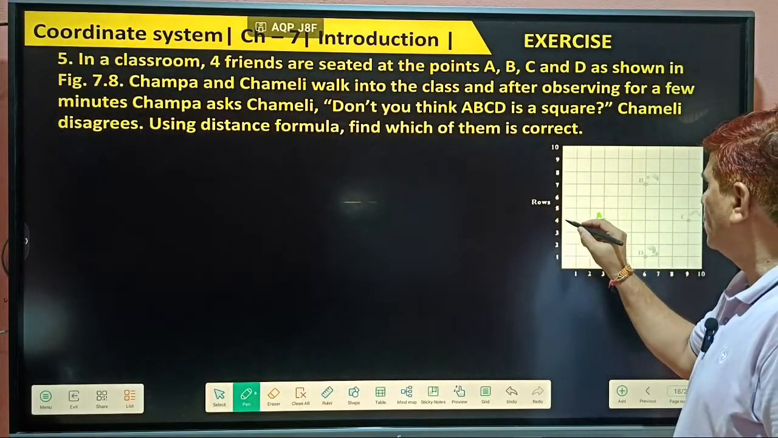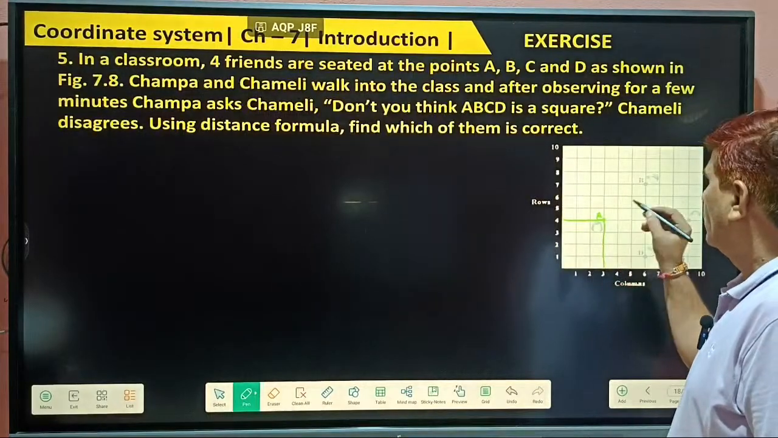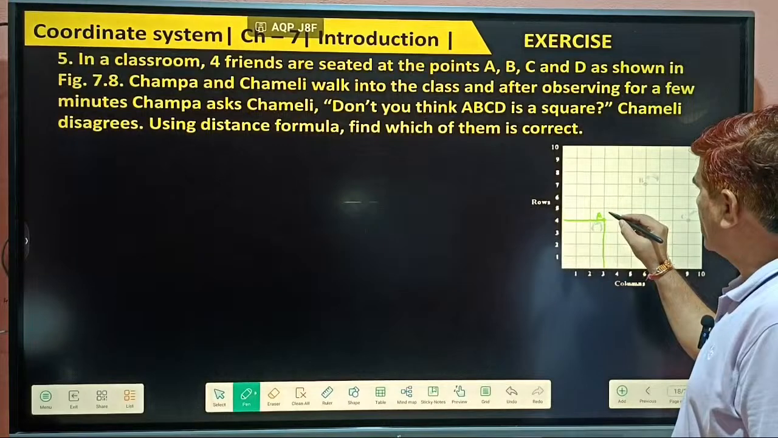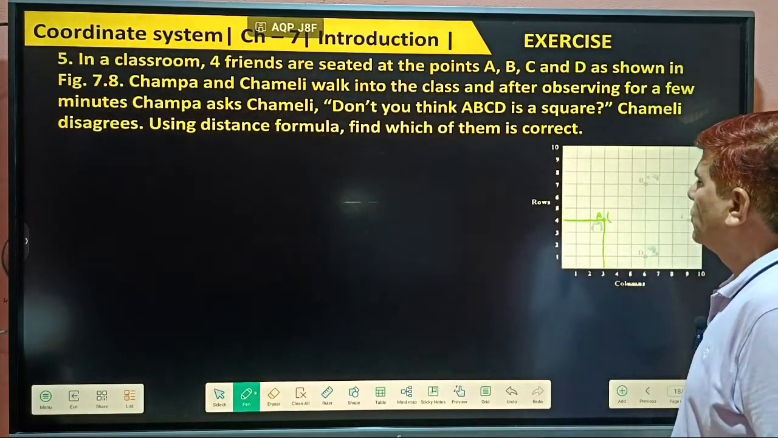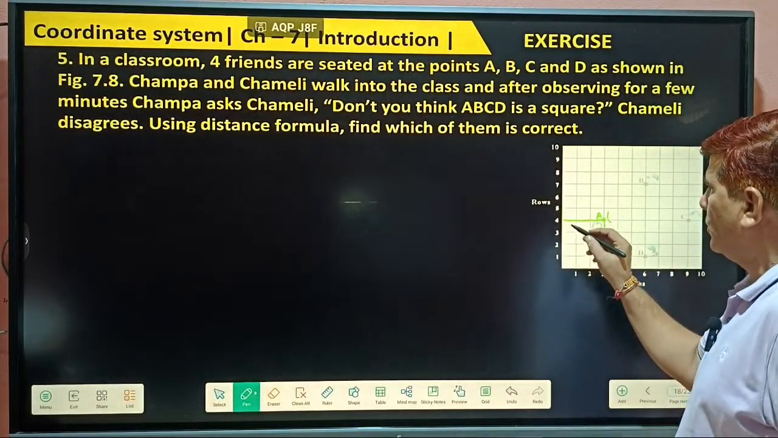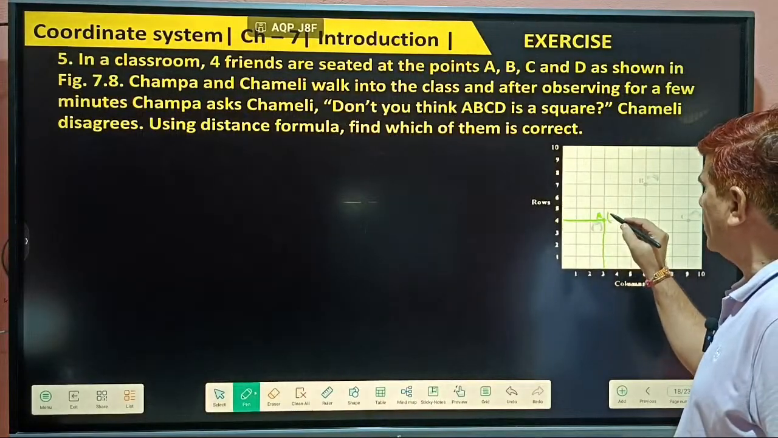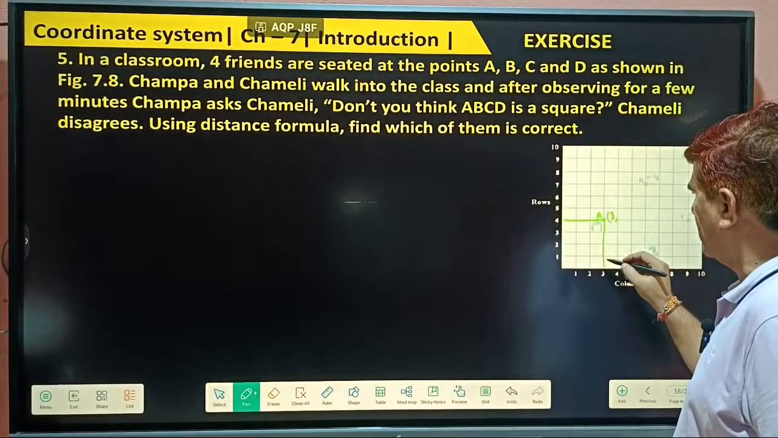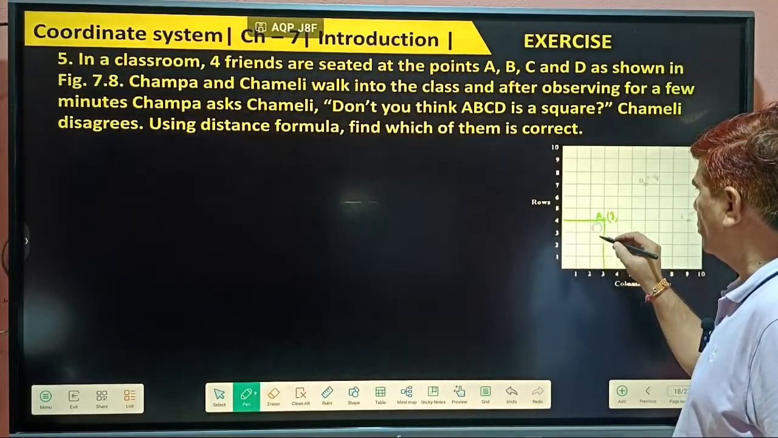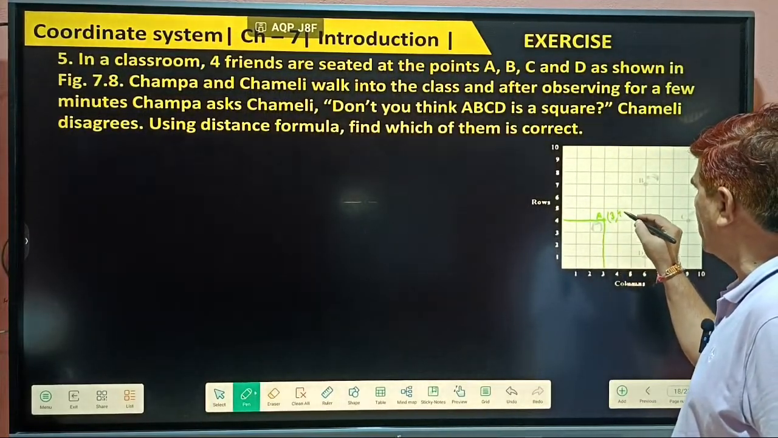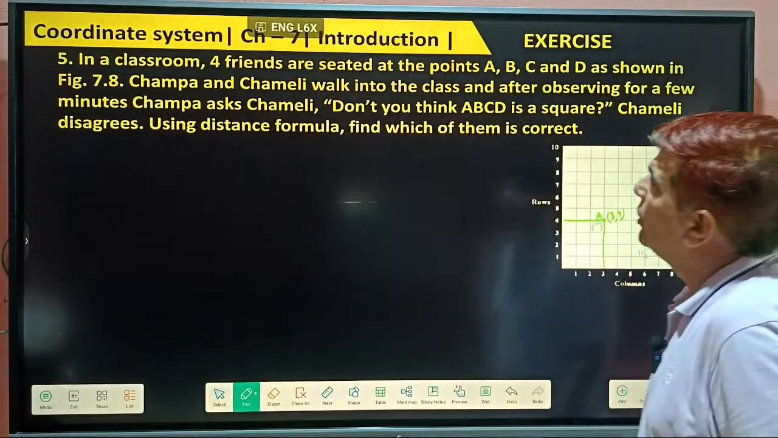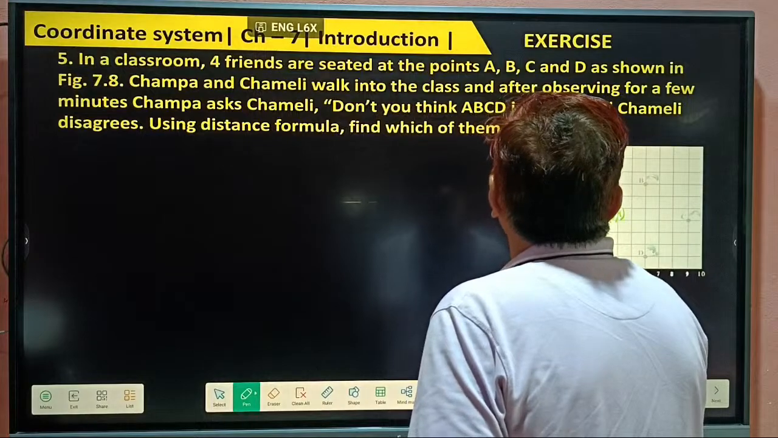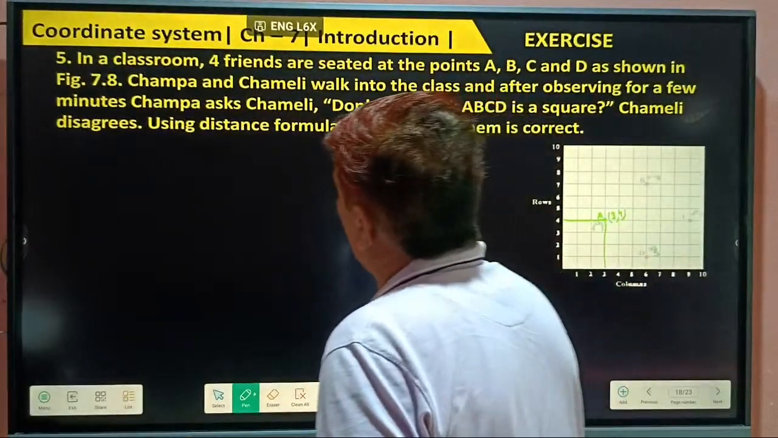Already I told you. What are the coordinates of A? How much is its distance from the y-axis? How many units? 1 unit, 2 units, 3 units. So the x-coordinate is 3. And its distance from the x-axis, how much? 1 unit, 2 units, 3 units, 4 units. So what are the coordinates of this point A? 3 and 4. Points A, B, C, D as shown in figure 7.8.